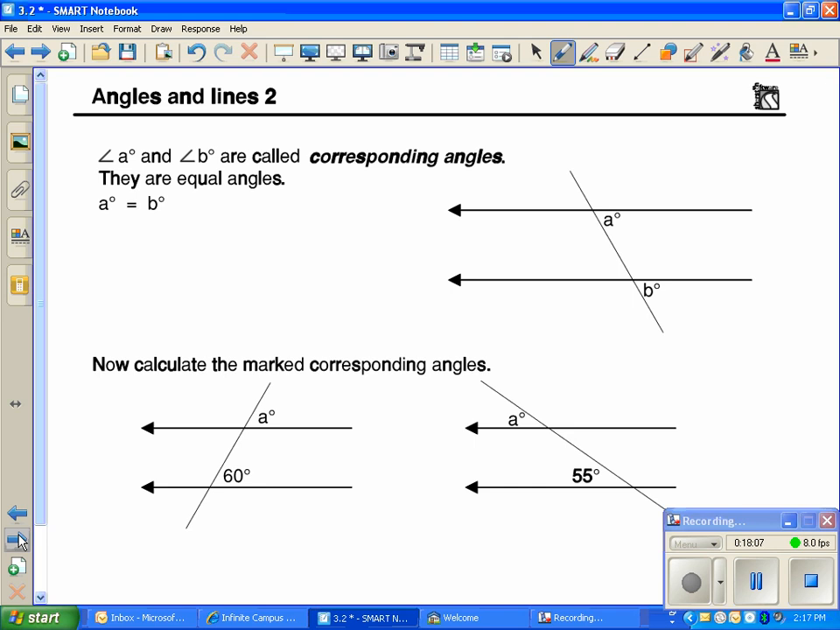All right, the new one. If the lines are parallel, corresponding angles, same location, different line, will always be equal. That only works if the lines are parallel. And they're going to have little arrows on those lines that are parallel. Corresponding angles are always going to be equal. This one's going to be 60 degrees.